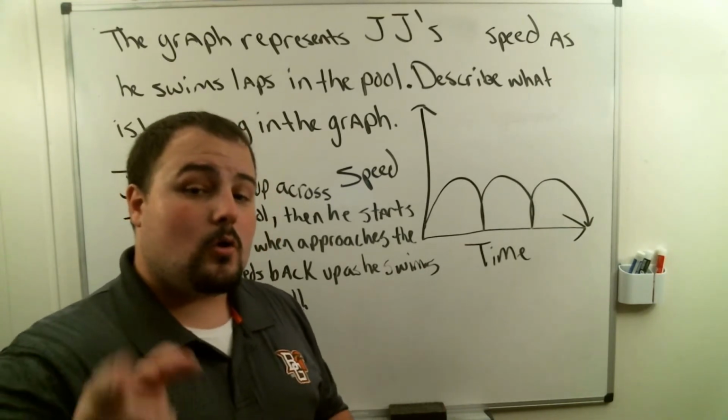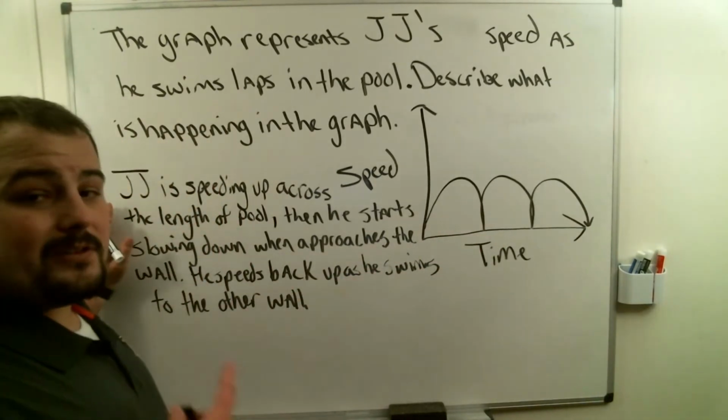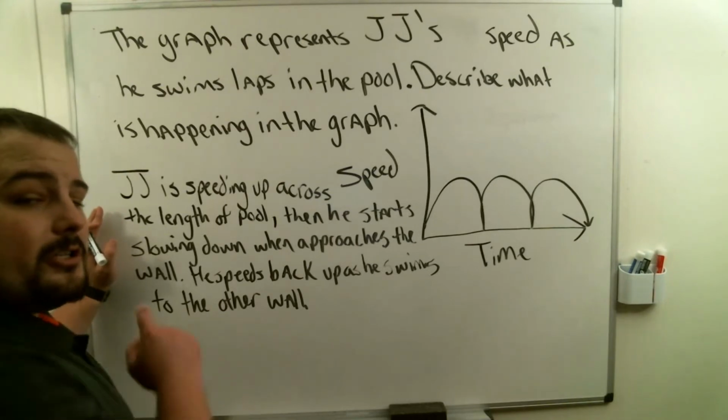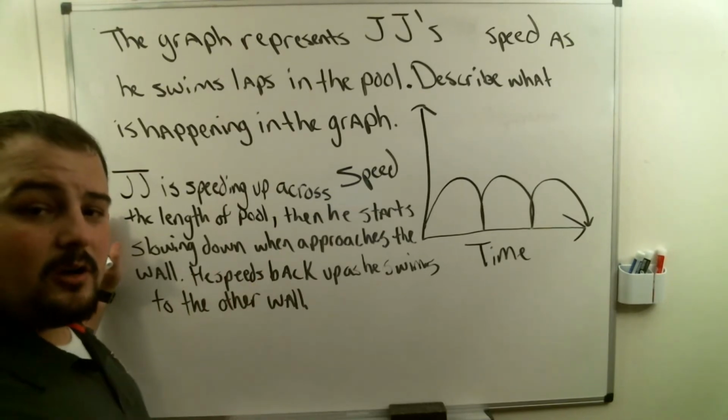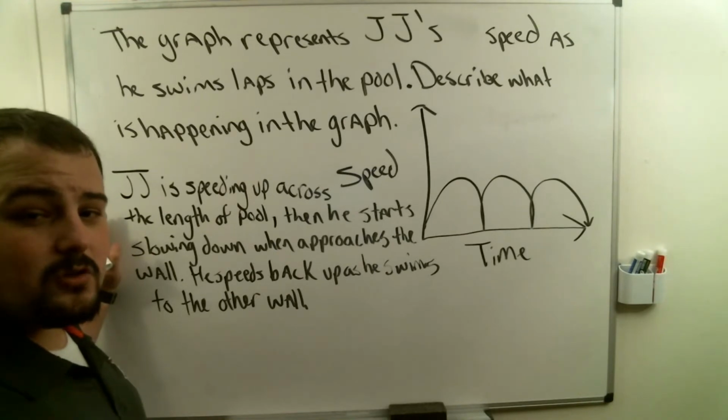So remember, a qualitative graph is a graph that has no numbers, but we can still think about the situation and give meaning to that situation. So we're going to describe what could be happening. Now, you need to make sure that it does make sense and it could be logical, because if it's not logical, you're not going to get the answer correct.